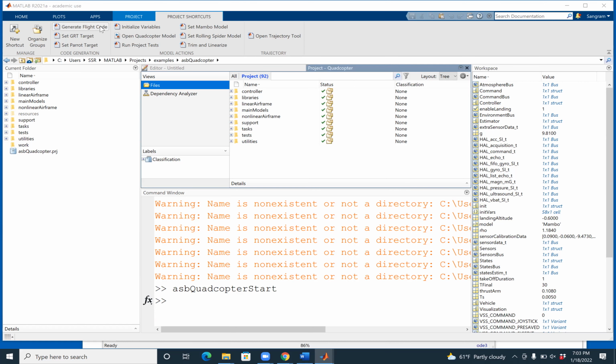Okay, then what you can do is, once you manipulate, you can generate the flight code. You can select the target. We are using Mambo, so you can actually set the Mambo model, and then you can do the trajectory planning, and you can implement different trajectory planning algorithms. So please try to play with this model a little bit. And then I would actually talk to you about trimming, linearization, and all that stuff as we go forward.